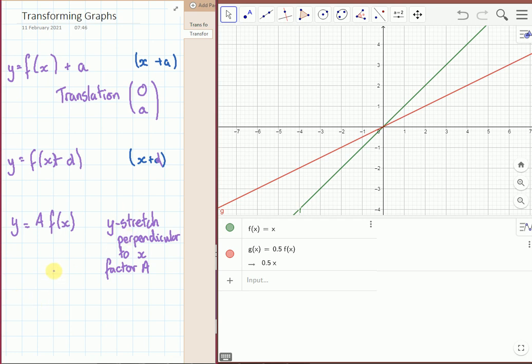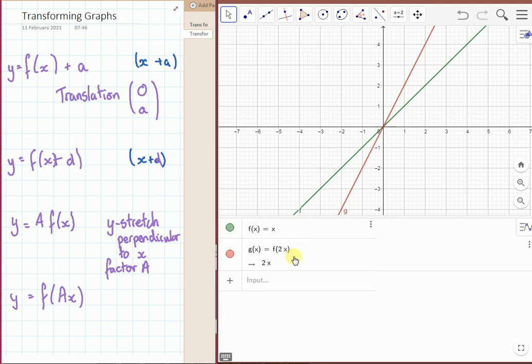And the last one is the multiply in the top. It's to put the value inside the function. So if we put 2 on the inside, again this has taken this point and stretched it that way by a half. Now I know that's hard to see with linear functions.